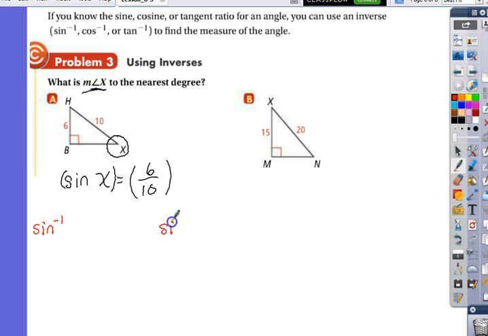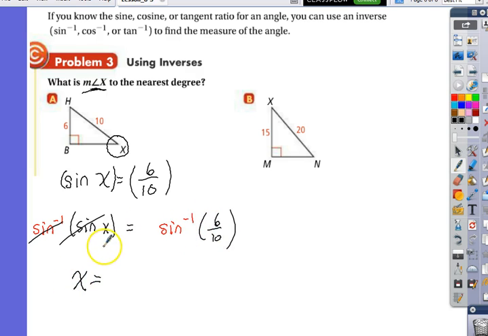Why am I using the sine inverse? Because I had started out with sine. So to undo sine, I need to use sine inverse. So the sine inverse of sine x will equal the sine inverse of 6 over 10. So sine inverse is what undoes sine, and that's what just leaves me with x.